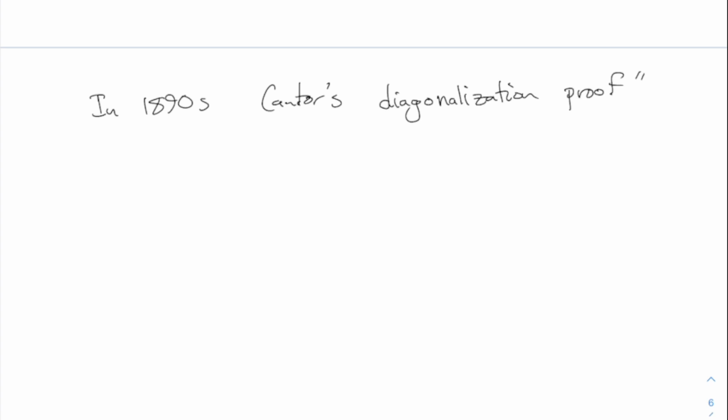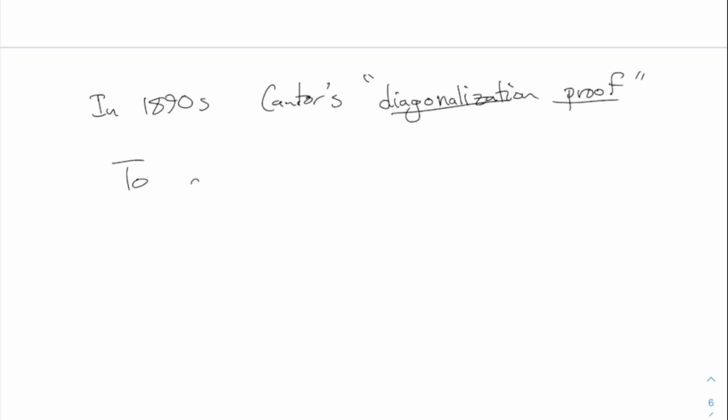So in the 1890s, this became a famous proof. I don't know if he called it this, but today we call it Cantor's diagonalization proof, or the diagonal argument, or something like that, and you'll see why it's called this. And this is the one that you could explain to your friends.